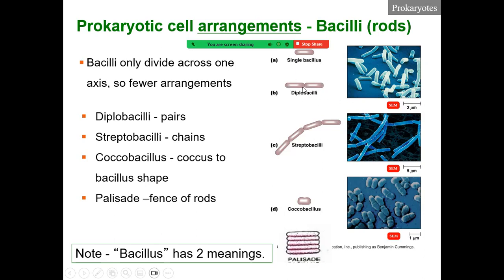That's 2 stuck together lengthways. So they're stuck together this way, which I suppose doesn't matter too much for diplobacilli. There's streptobacilli, which are stuck together in a chain. So they are stuck together this way once again. And then there's palisade. That's where they're stuck together this way.